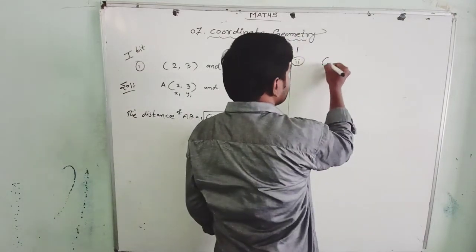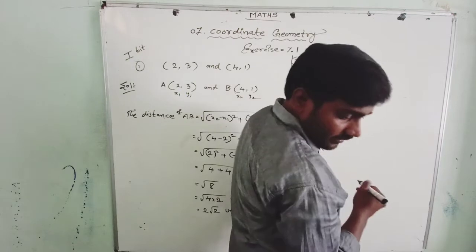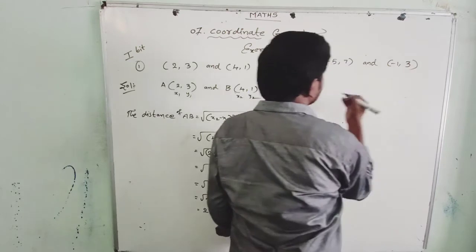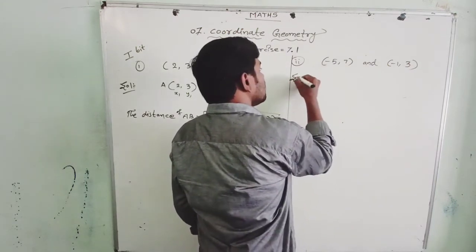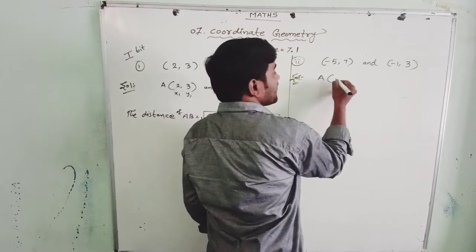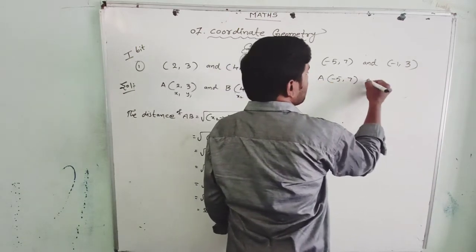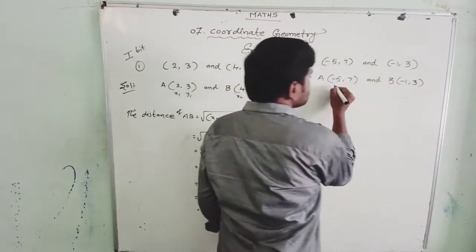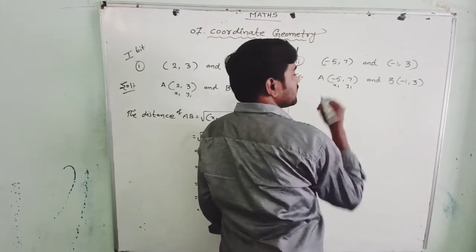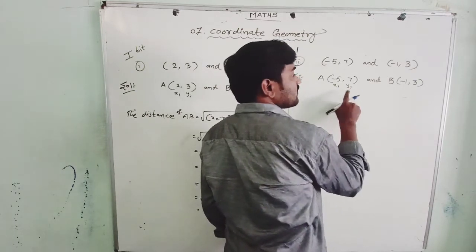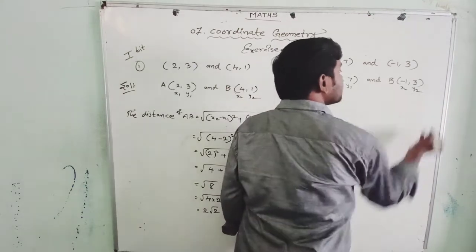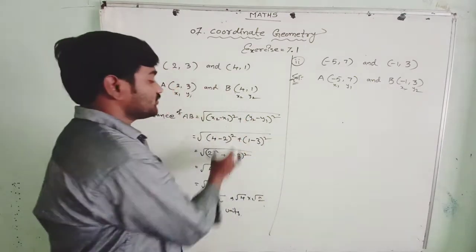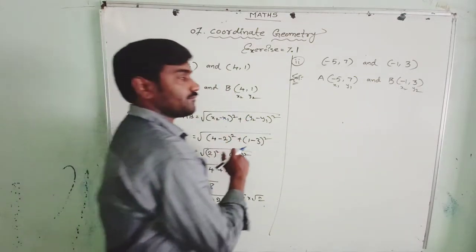Minus 5 comma 7 and minus 1 comma 3. As I said, let us take this point as minus 5 comma 7 and let us take this point, namely B, as minus 1 comma 3. Every time don't forget to write it like this, x1 comma y1, x2 comma y2, because it will easily guide you while substituting the values in the formula.